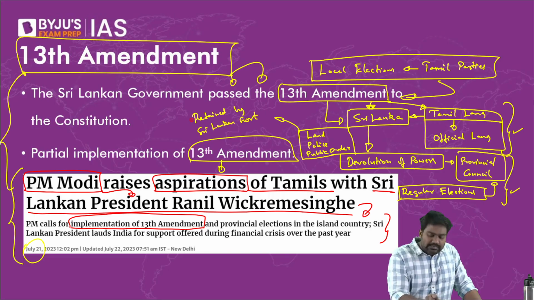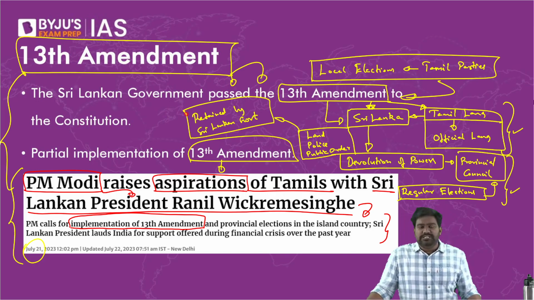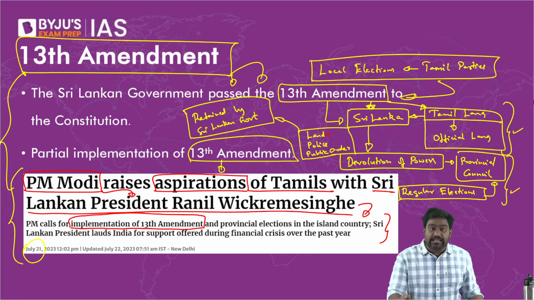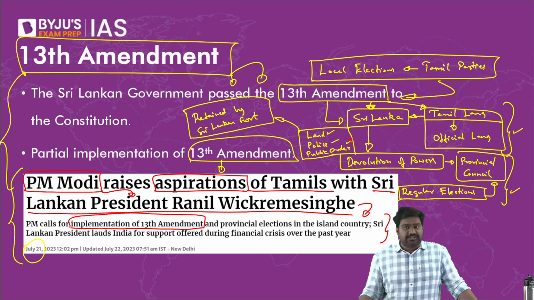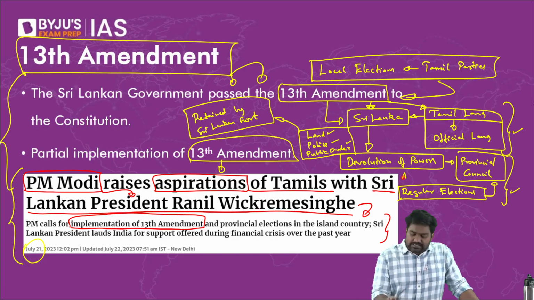Is that clear? Whereas other minor subjects relating to basic welfare, education, some local taxes, only they have been devolved. But critical subjects like land, police, public order, they have been retained by the central government itself. This is one reason why India says that the autonomy given to the provincial councils is limited.